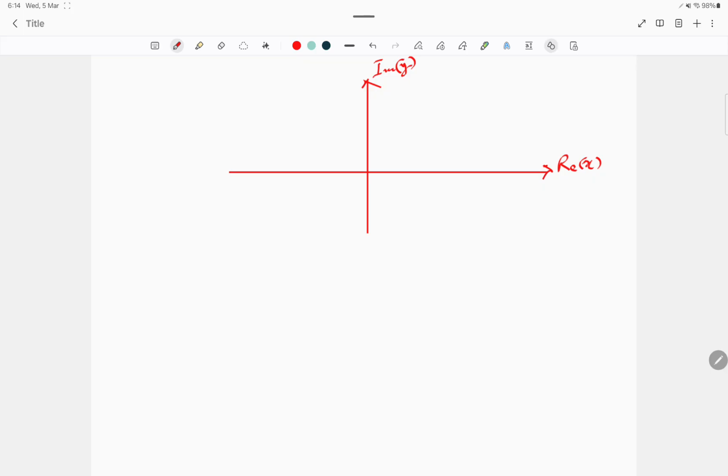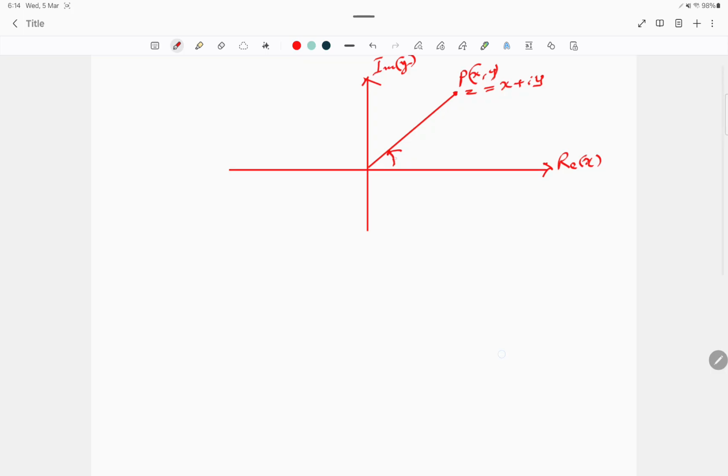Suppose we have a complex number at this point, and there is a line joining the origin to the point of the complex number, say the point (x, y). The complex number in this quadrant will be z equals x plus iy, where both x and y are positive. Suppose this line makes an angle theta with the positive real axis. So this line is called the positive real axis.